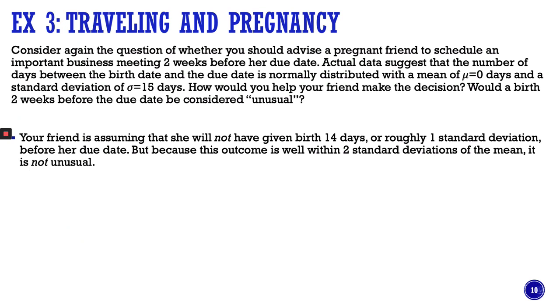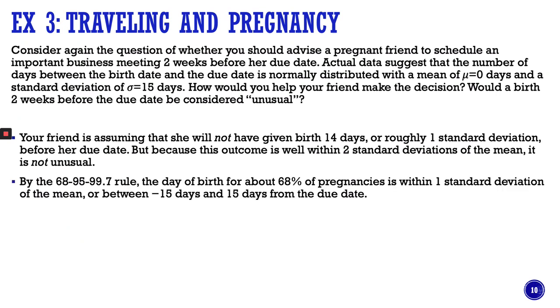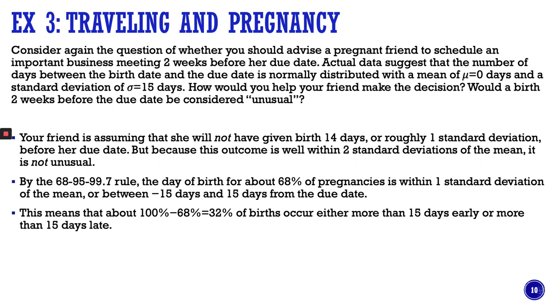Well, your friend is assuming that she will not have given birth 14 days, or roughly 1 standard deviation, before her due date. But because this outcome is well within 2 standard deviations of the mean, it is not unusual. By the rule, the day of birth for about 68% of pregnancies is within 1 standard deviation of the mean, or between minus 15 days and 15 days from the due date. This means that about 100 minus 68% equals 32% of births occur either more than 15 days early or more than 15 days late.